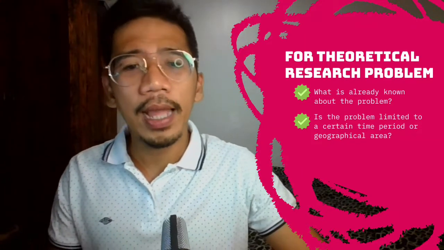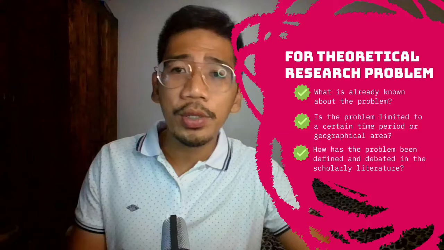For theoretical questions or theoretical researches, you may want to think about the scientific, social, geographical, or historical background. Ask yourself the following questions. What is already known about the problem? Second, is the problem limited to a certain time period or a geographical area? Lastly, answer the question, how has the problem been defined and debated in scholarly literature?